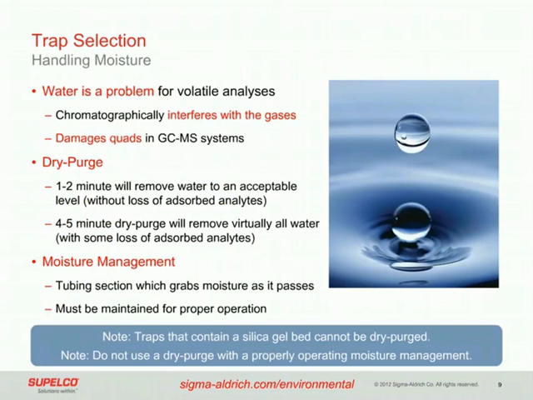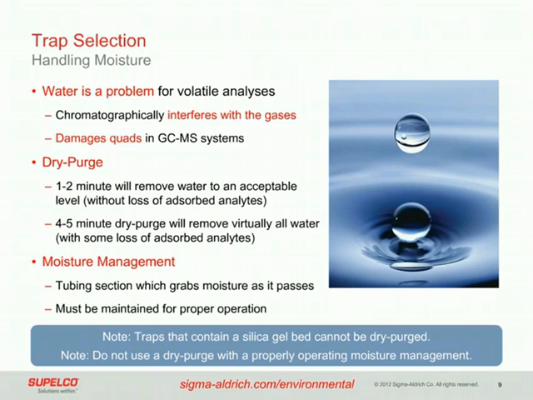And in that regard, we need to talk a little bit about handling moisture. Water is a problem for volatile analysis. It chromatographically interferes with the gases. In extreme cases, over time, moisture will damage the quadrupoles in the GCMS systems. There are two strategies for dealing with water.